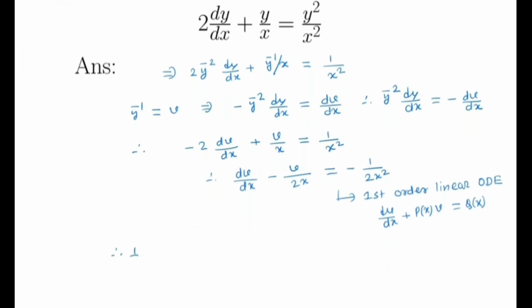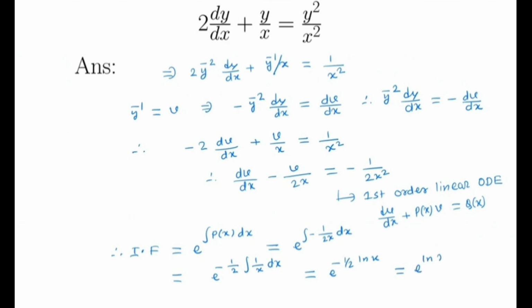The formula of the integrating factor will be e^(∫p(x)dx). Now here what is p(x)? It is -1/(2x). So it is e^(-1/2 ∫ 1/x dx), which is nothing but e^(-1/2 ln x). By simplifying, it is e^(ln x^(-1/2)), which is simply x^(-1/2).